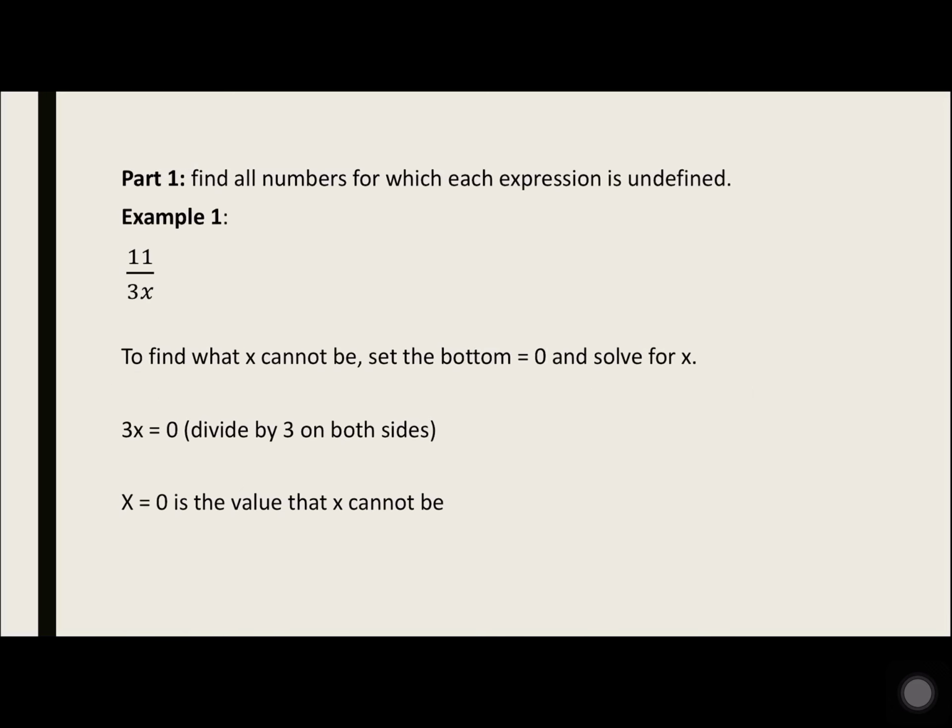Part 1. Find all numbers for which each expression is undefined. Example 1. 11 divided by 3x. To find what x cannot be, set the bottom equal to 0 and solve for x. 3x equals 0. Divide by 3 on both sides. X equals 0 is the value that x cannot be, because 0 divided by 3 is 0.